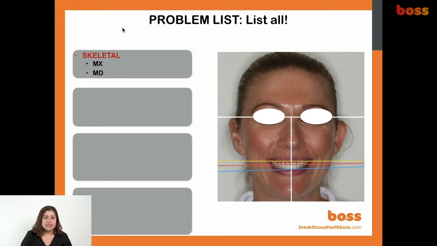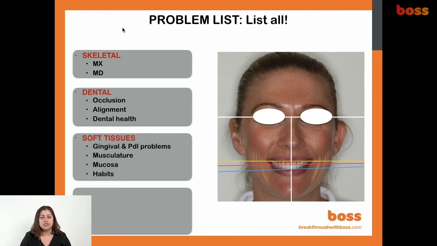So skeletally, is the maxilla at fault? Is the mandible at fault? Or are they normal? Let's look at it in three dimensions as well. Dentally, is there any problem with the current occlusion? What's the alignment, the amount of crowding? Dental health. List everything initially.